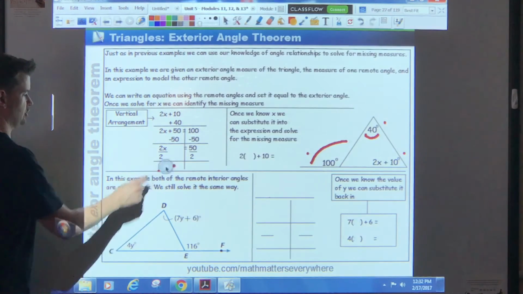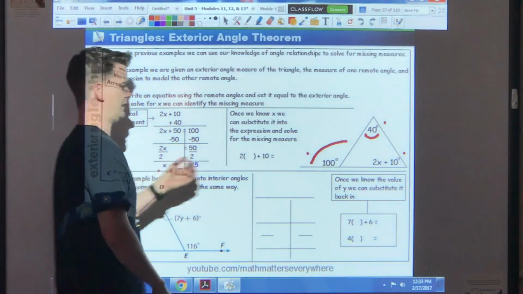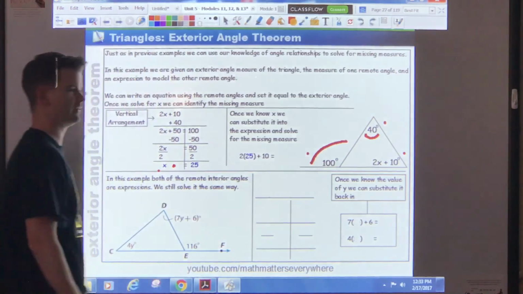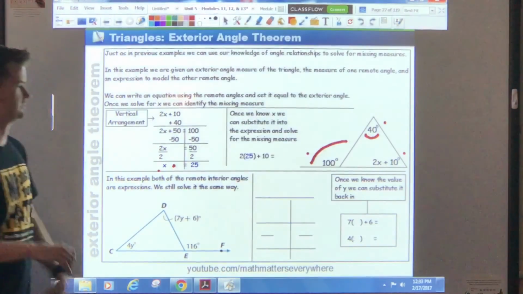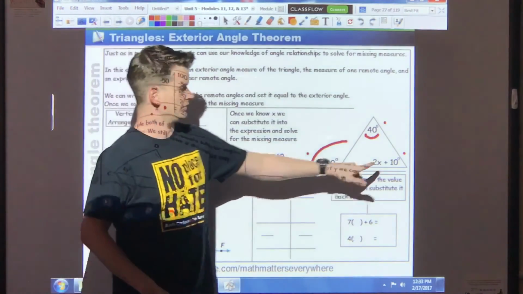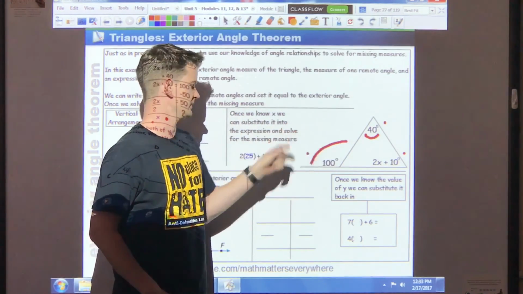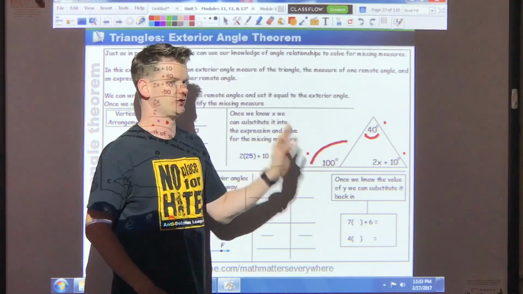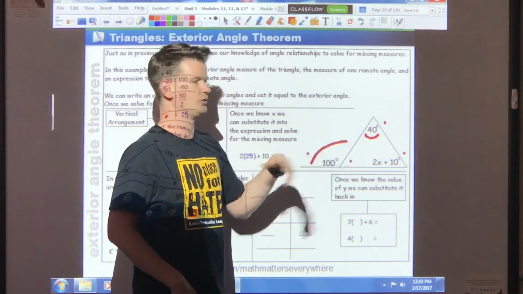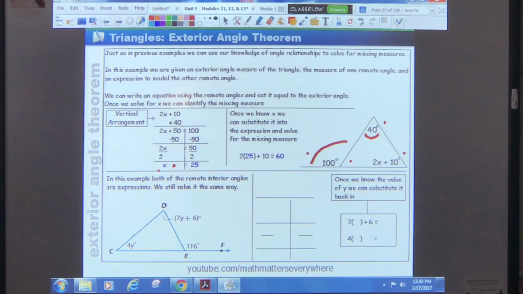X equals 25. So I can go in, once I know that, and I will substitute it in to x. That's going to give me 2 times 25 plus 10, which gives me what? 60. This is also self-checking. Whatever you get here, if you add it to this, what does it have to equal? 100 degrees. 60 and 40 equal 100, so that is the correct answer. If you were then asked to continue it and find this, well, you know what that is already, don't you? It's 80. Questions on the first one?